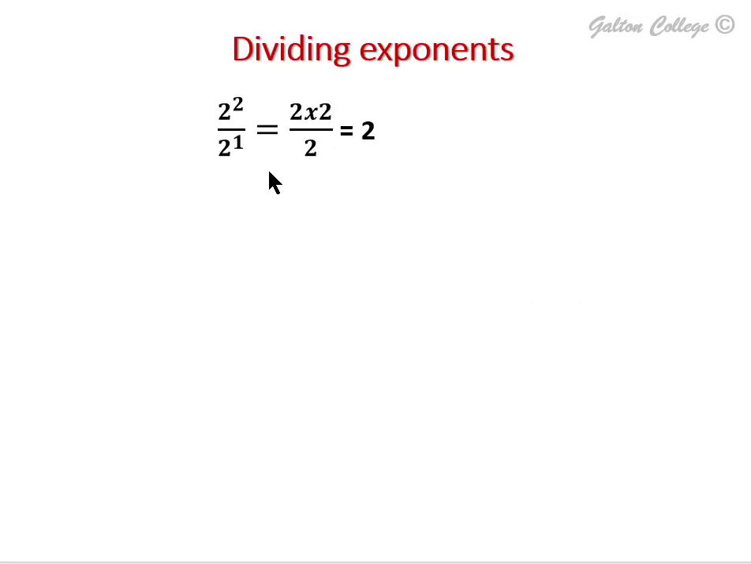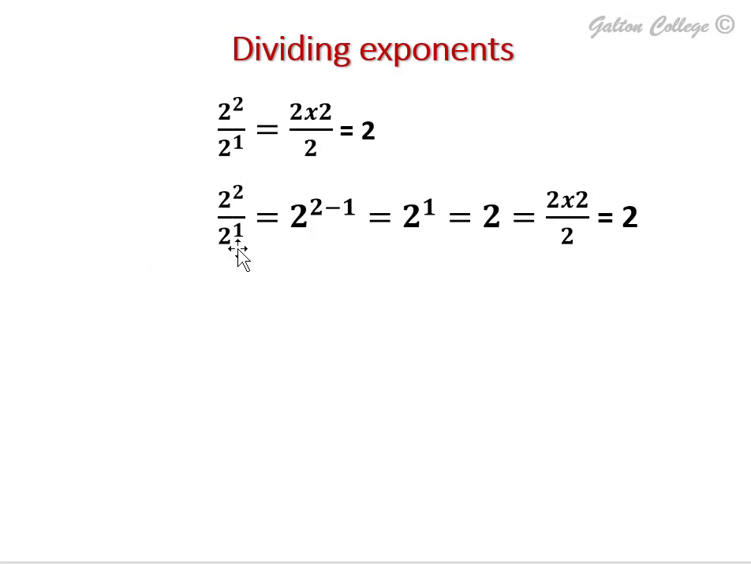If you're dividing, it's just going the other way. If we take 2 squared, it's 2 times 2, divided by 2 to the power of 1, which is just 2. Well, one of those 2s cancels with one of the 2s. The 2 on the bottom cancels with one of the 2s on the top, leaving us just 2. In other words, 2 to the power of 1.